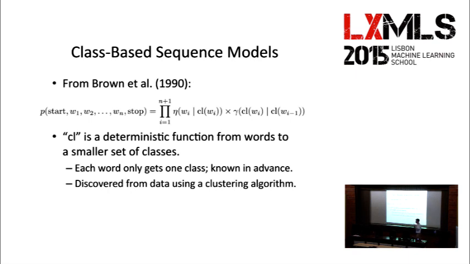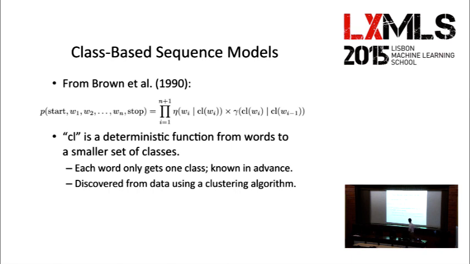This is old. This is 25 years old. The idea is that you're going to define the joint distribution of the sequence, start followed by a sequence of words followed by stop, using two parts. The way to think about it is that every word belongs to some class. So I'm going to use the function CL to define the mapping of words to classes. And there's a smaller number of classes than there are words. And we'll assume that we know the classes of the words, and they're deterministic.